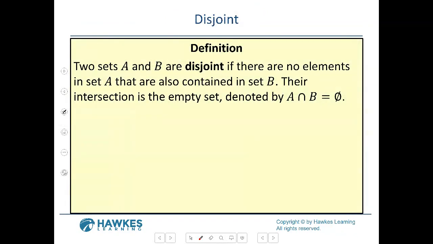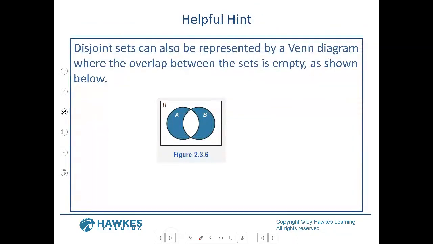All right, now we have disjoint. We have disjoint sets. That means it's an empty set. They don't have anything in common. So this example of disjoint sets can also be represented by a Venn diagram where the overlap between the sets is empty. So here, there is empty because there is nothing in common.